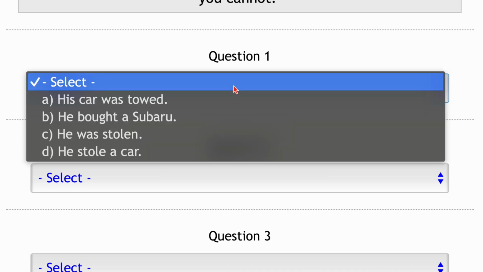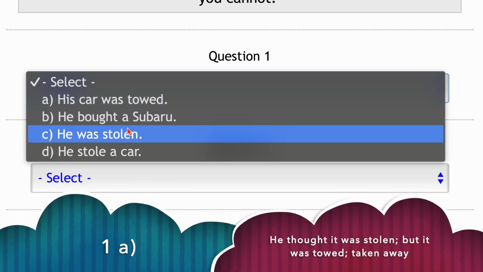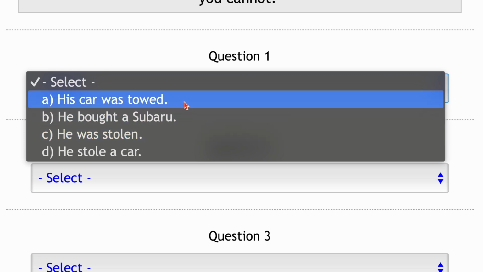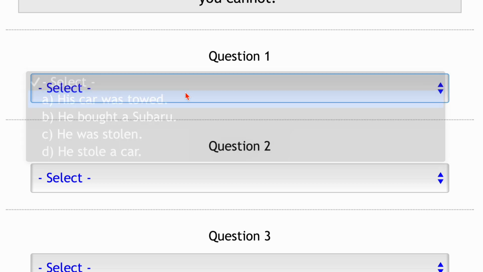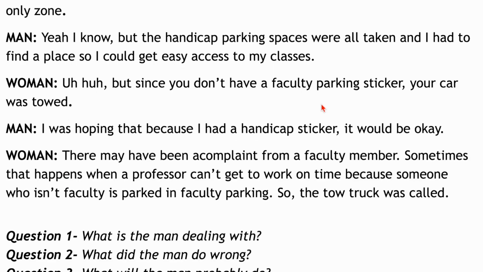So it should be that his car was towed, right? Not about the Subaru. So it wasn't that his car was stolen. He thought it was stolen, okay? And not he stole a car. Towed, taken away. Okay, because he was parked in the wrong place.